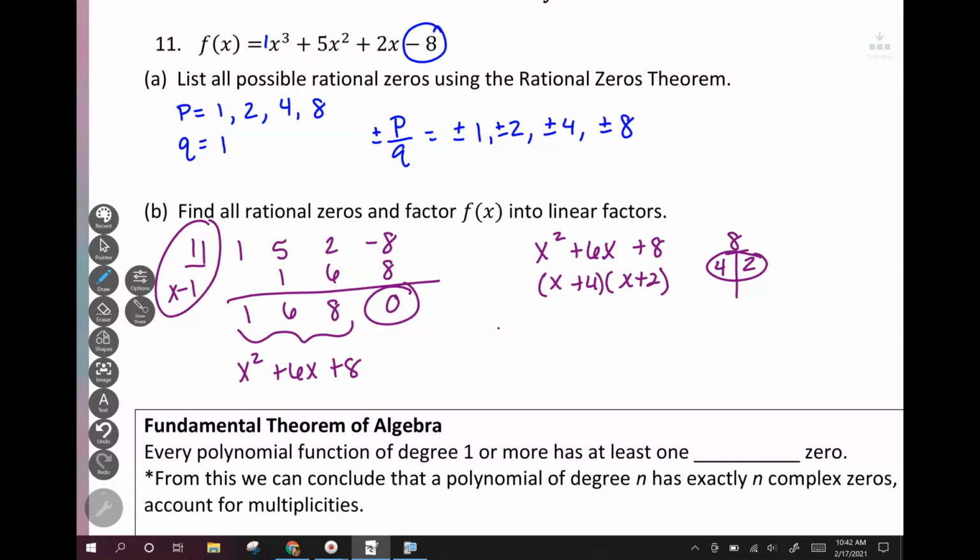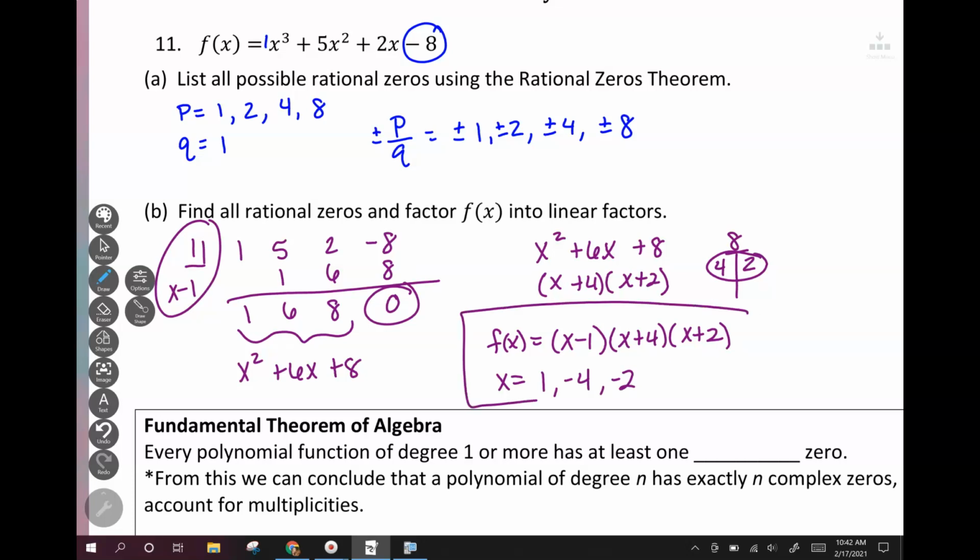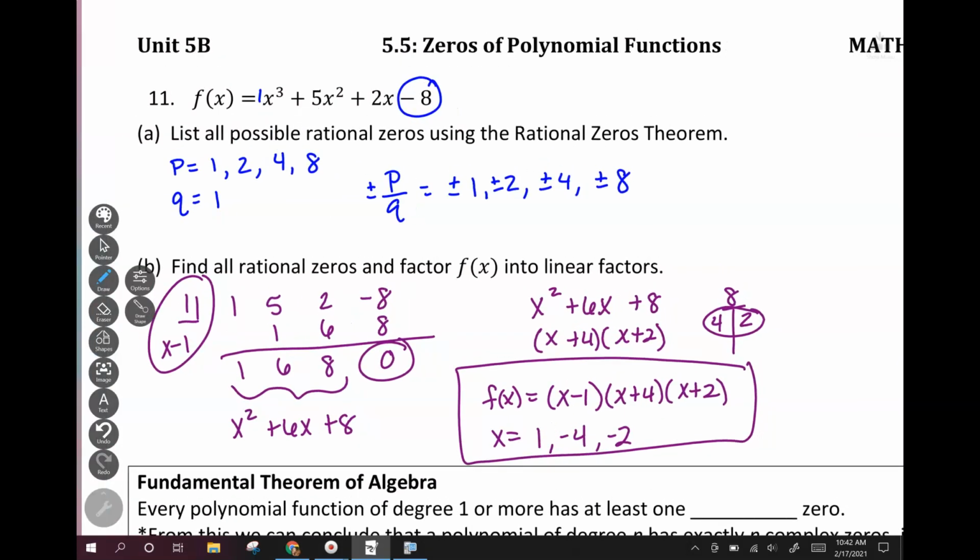So this one was much easier. Your factors are x minus 1 from that first 0 that we found, x plus 4, x plus 2. Okay, and then that means your zeros are 1, negative 4, and negative 2. Nice and easy on that one. All right, that's it for part 2.